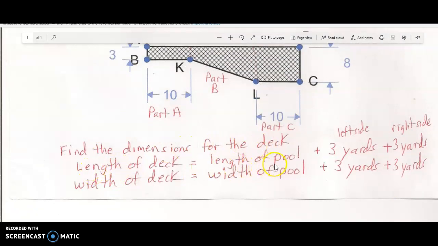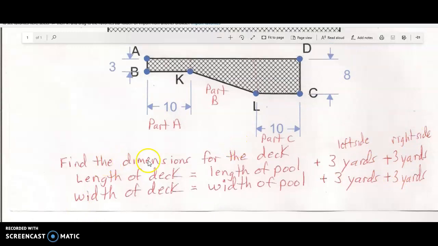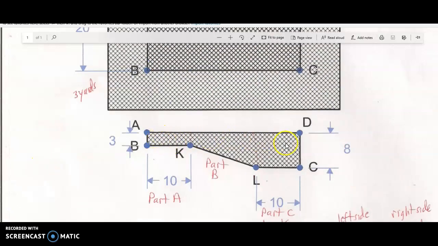And these are the formulas you're going to use. It's the length of the pool plus 3 yards from the left and 3 yards on the right of the length. And the same thing for the width of the deck. It's the width of the pool plus 3 yards from the left plus 3 yards from the right. So find that out first before you continue on any part of this video. You will have to know the dimensions of the deck from the 2 formulas below before you can continue on and answer question 1.